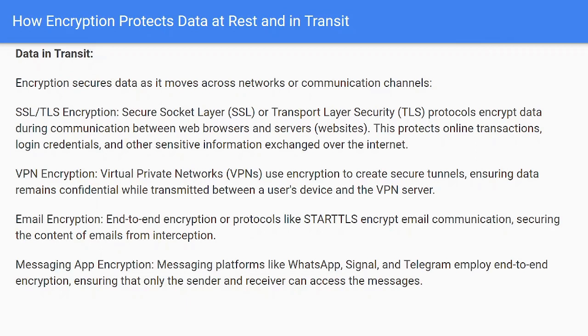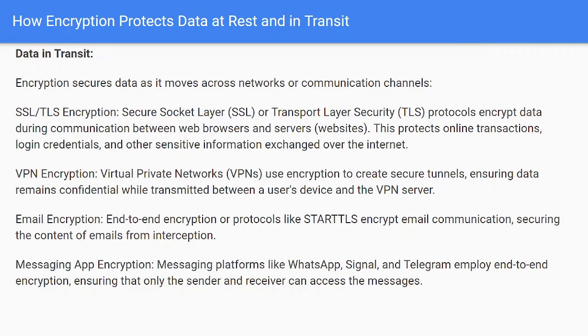And we have VPN encryption. VPN means virtual private network, and it uses encryption to create a secure tunnel, ensuring data remains confidential while transmitting between a user device and the VPN server. So the VPN creates a secure channel where data can be transmitted, and it ensures that data being transmitted between the user device and the VPN is actually secured. So that is the work of VPN encryption.